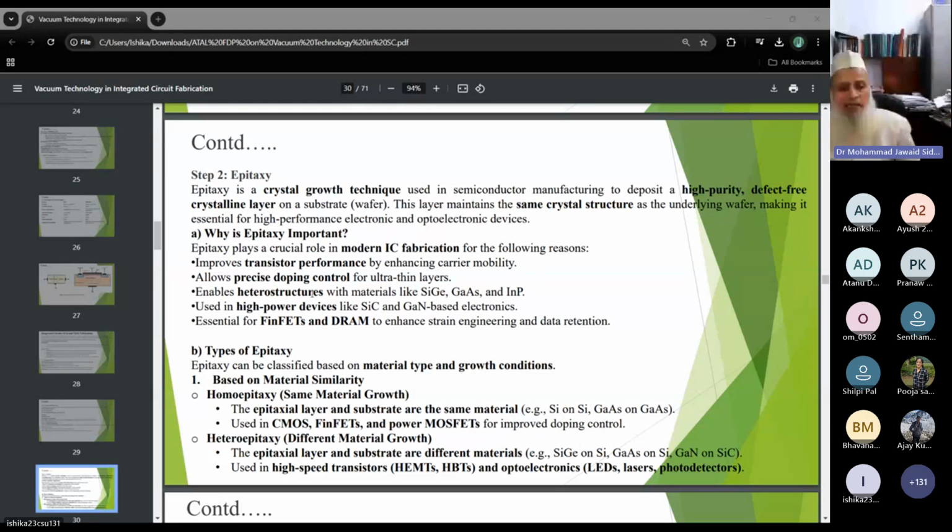HEMT is high electron mobility transistor. HEMTs are very popular in power electronic circuits. And heterojunction bipolar junction transistors, HBTs, are also very popular. Next.